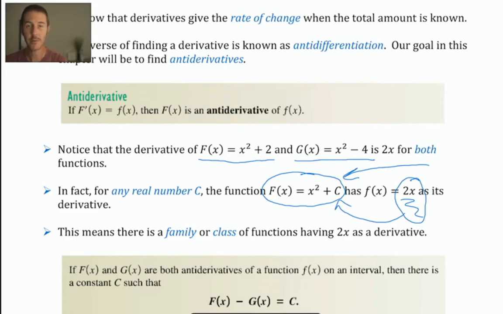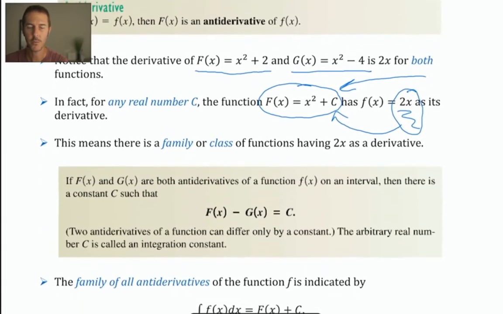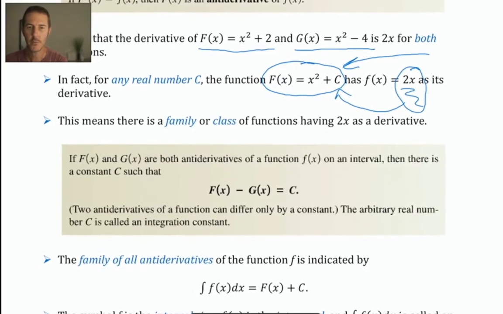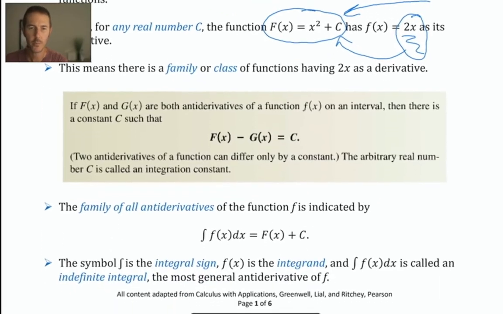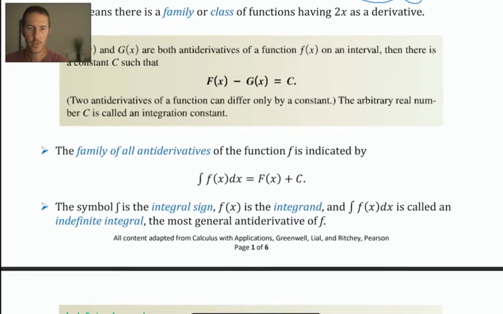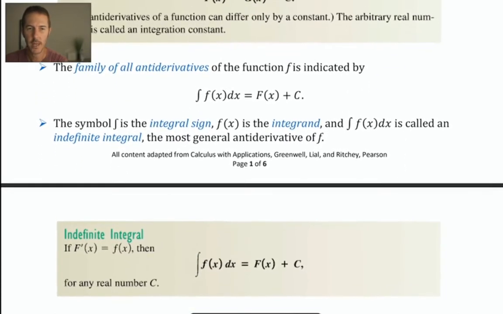At some point in the relatively near future, we will get to problems where we do that and we figure out what the C value is. But for the moment, just realize that when you take an antiderivative, you are going to need to include a plus C until we get into more specific problems that involve calculating C. You can read that if you want to. I don't know that it's helpful. It might be a little bit more confusing than it is helpful, but you're welcome to check it out.